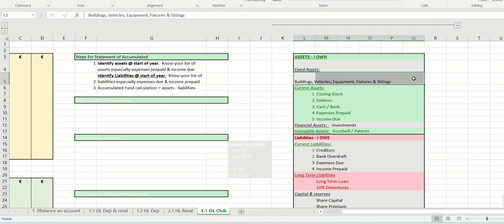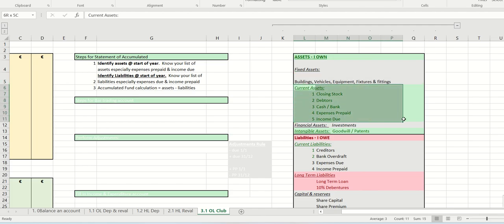They're generally high in value. So buildings, vehicles, equipment. The boathouse here, if it was a tennis club, it would be the clubhouse, golf club, etc., to be the clubhouse. Equipment, fixtures, and fittings. So big things, I'm going to own them for a long time.